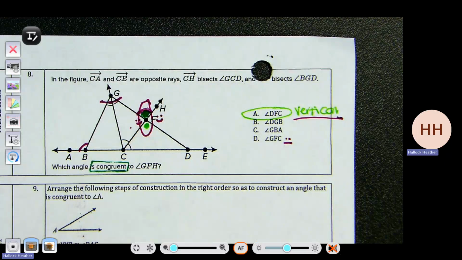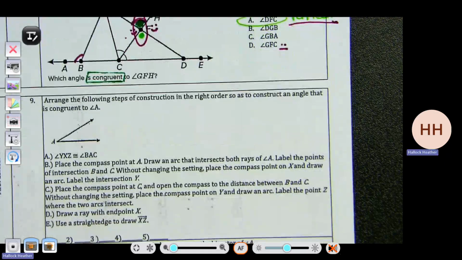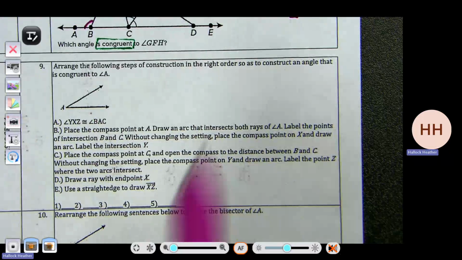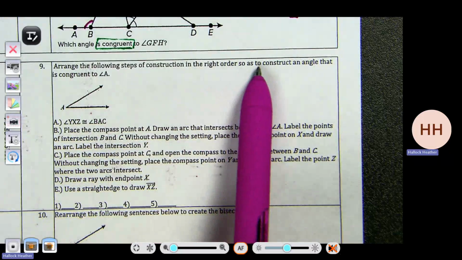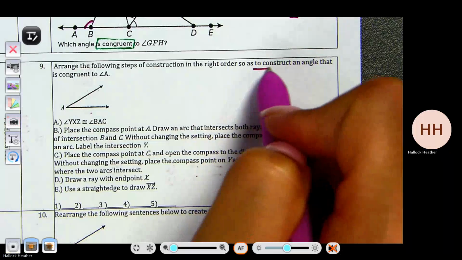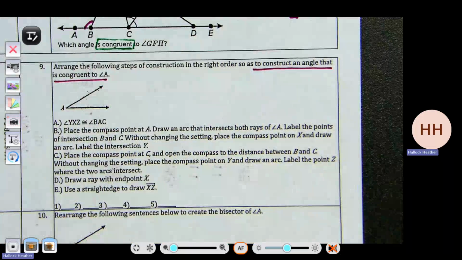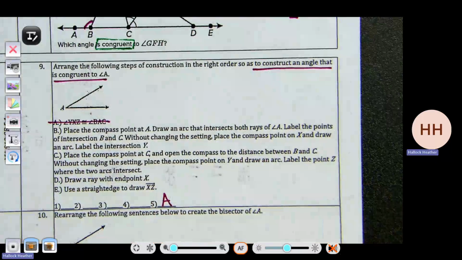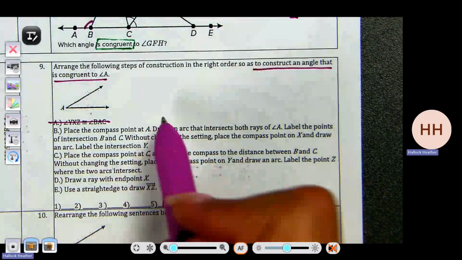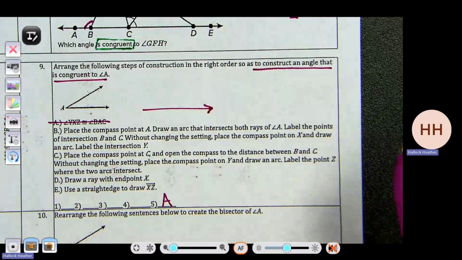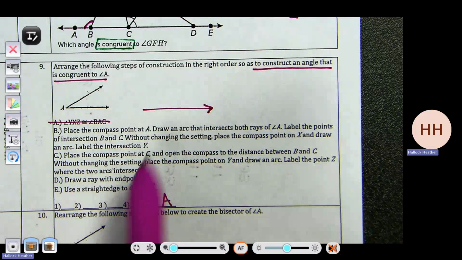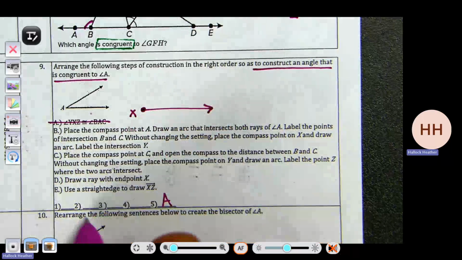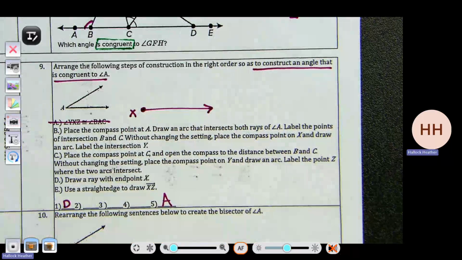The last two problems are constructions, which we went over in class, but we'll go over them again. So it says, arrange the following steps of the construction in the right order to construct a copy of an angle. Congruent. We are copying an angle. The last step is always going to be the congruency statement every single time. So A is automatically last. The first step to copy an angle is to draw a ray off to the side. So they say draw a ray with endpoint X. So they're using X. So D is the first step.